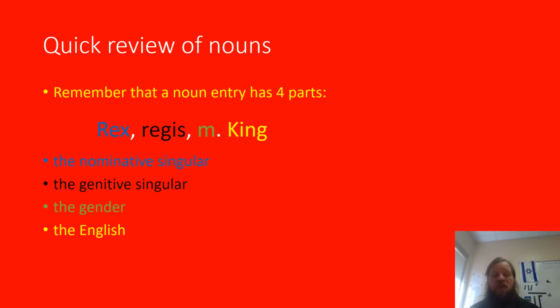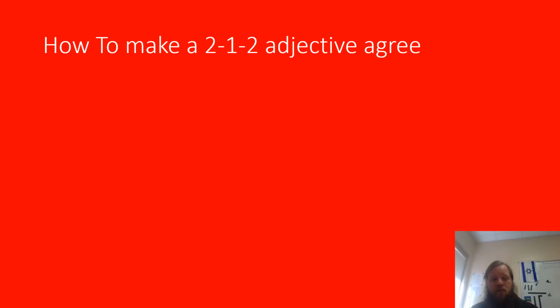2 of those parts are really critical for noun-adjective agreement. The middle 2 parts. You will need to know your genitive, and you will need to know your gender to do noun-adjective agreement correctly. Okay? Because the first thing we need to do is identify some things about this noun. Okay? So we're going to deal with 2-1-2 adjectives. That's your basic -us, -a, -um adjective. If you know how to do it for a 2-1-2 adjective, then everything is the same for a 3 with just one little twist. Okay? So we're going to focus on a 2-1-2 adjective.